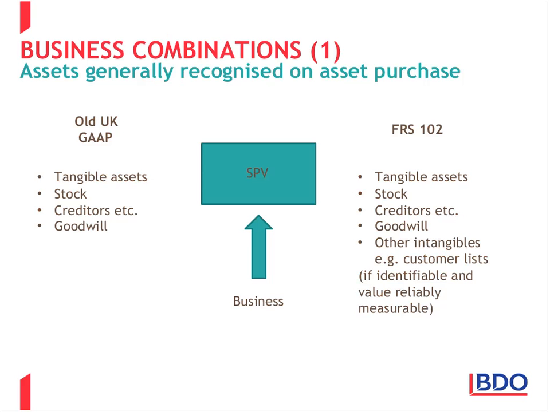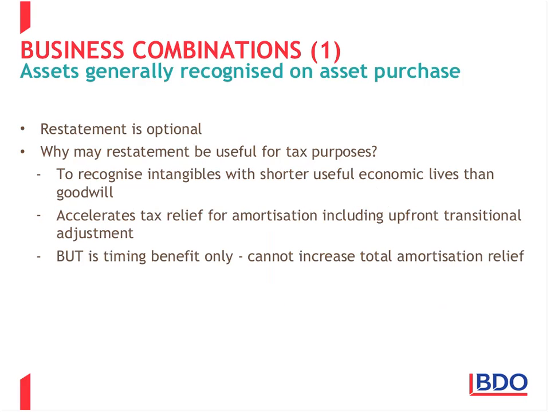Business combinations. Historically, under old UK GAAP, one would account for the various components of a business combination, an acquisition of trade and assets, for example. So one would have acquired some tangible assets, some stock, and some creditors, and the difference between that and the amount paid would have been goodwill. Under FRS 102, it is possible to allocate more intangibles. So yes, we'll probably still have some goodwill, but there might be customer lists or brands or something similar.